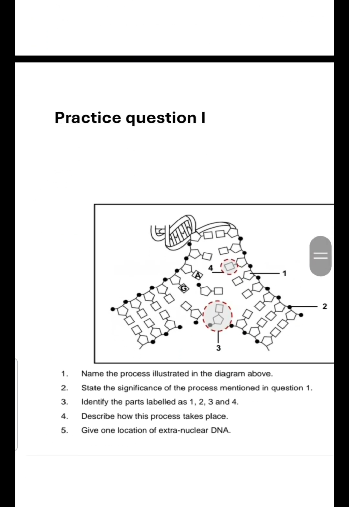They're asking us to give one location of extranuclear DNA. We discussed this in our previous lesson. The extranuclear DNA is found in the mitochondria, known as mitochondrial DNA, and it's found in the chloroplast, known as chloroplastic DNA. So there are two locations, but here they are only asking you for one, so you can write one of them.